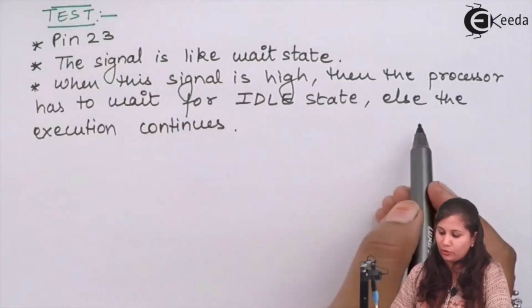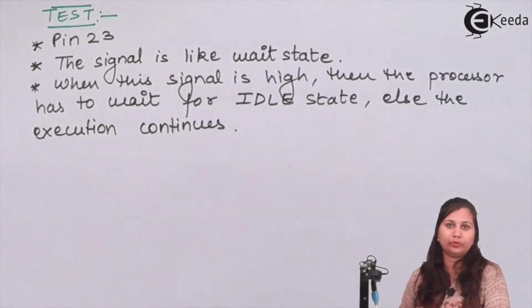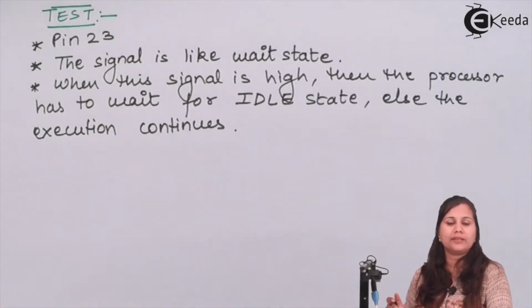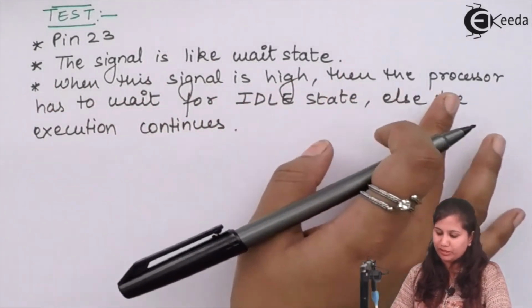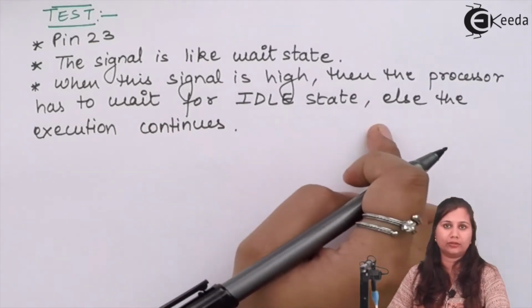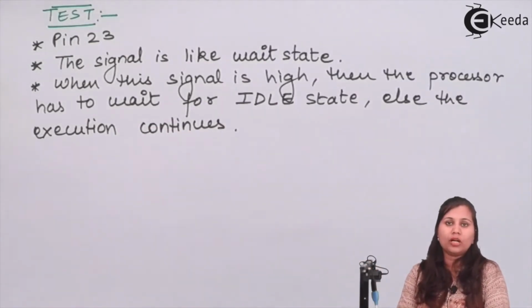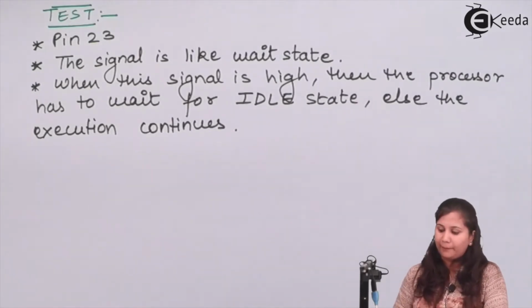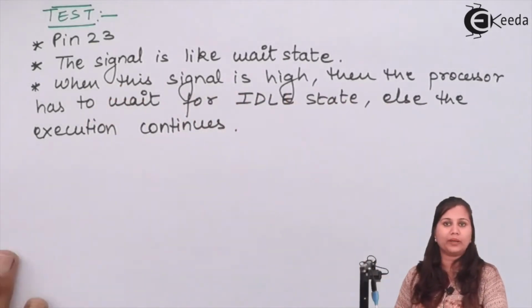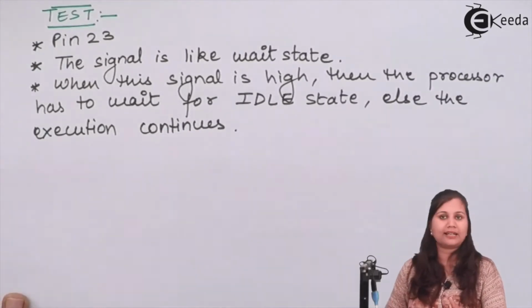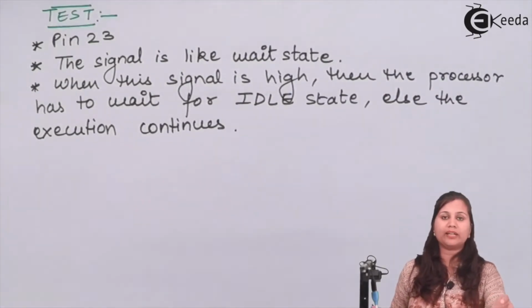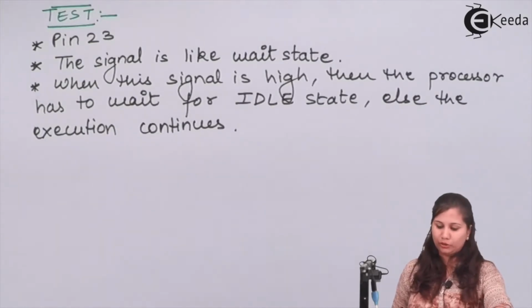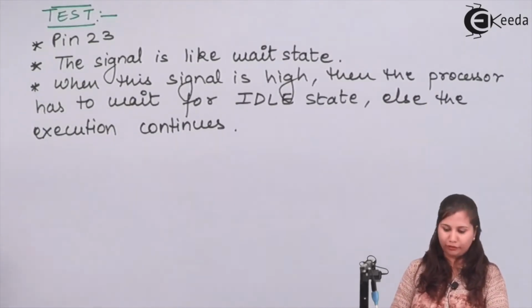So when the signal is low, the microprocessor continues its execution of the instructions, and it is going to operate in its normal functions. Okay, normal mode. Now when this signal is high, then the processor has to wait for the idle state. So we can say that this signal is used when the microprocessor is communicating with the peripheral devices, where it has to wait for some time. Okay. So this signal is just like a wait state for the microprocessor.